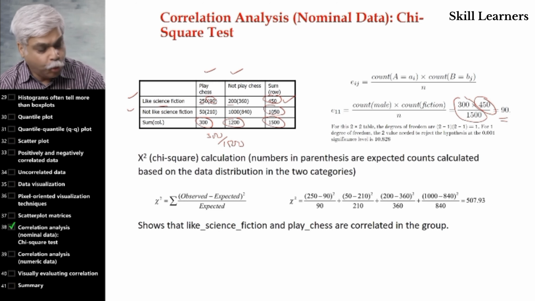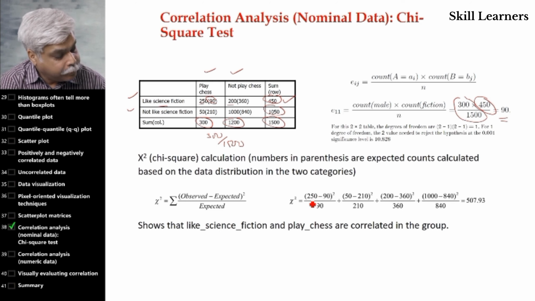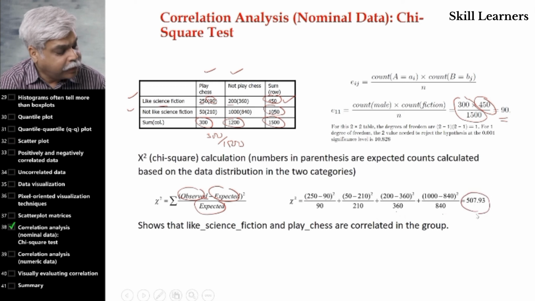So let me compare this 250 with 90. 250 minus 90. And I normalize that using a rationale that will become clearer in future sessions, to say, look at the difference between 250 and 90, measured as (250 minus 90) whole square divided by 90: observed minus expected, whole square, divided by expected. Do this for all the 4 cells and add it up. This is called the chi-square statistic.